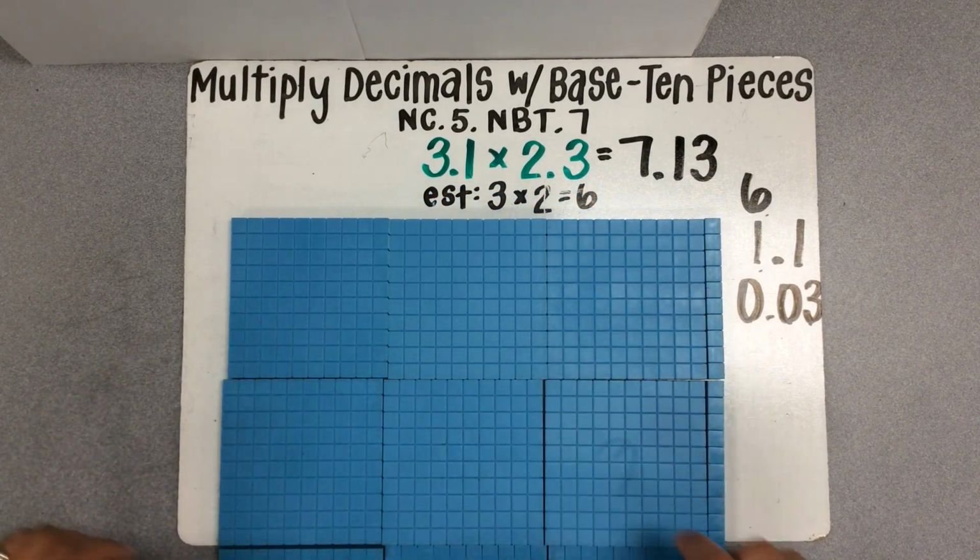And if I slide this down just a little more, we can be reminded of our estimated answer, which was 6. We thought that our answer would be close to 6, and 7 and 13/100 is close to 6. It also makes sense that it's a little more than 6 since we rounded both of these factors down for our estimate. And so again, this is how we can multiply two decimal numbers using base 10 pieces.